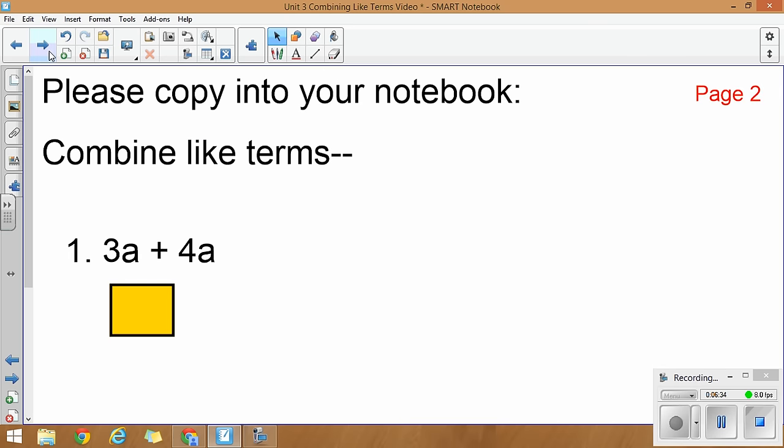Okay? Let's take a look at the next page in your handout. And we're just going to combine like terms. So I have 3a plus 4a. If I take a look at my two terms, term 1 and term 2, notice the plus sign separated the two. They both have the variable a, and a is to the first power. So I am able to add the 3 and the 4 to simplify to 7a.